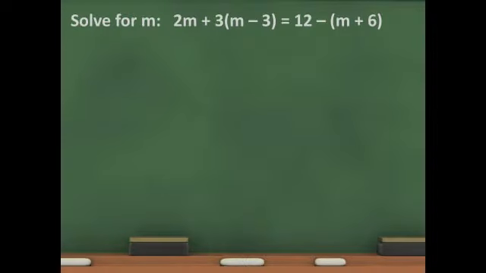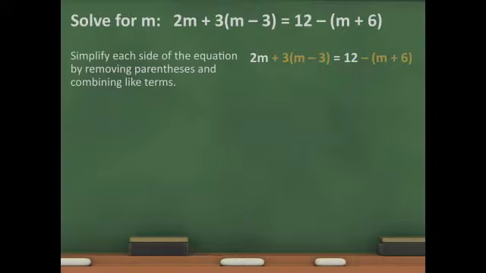Solve the equation for m. 2m plus 3 times m minus 3 equals 12 minus the quantity m plus 6. Start by removing the parentheses on each side of the equation. On the left side of the equation, distribute through by 3 to get 2m plus 3m minus 9.